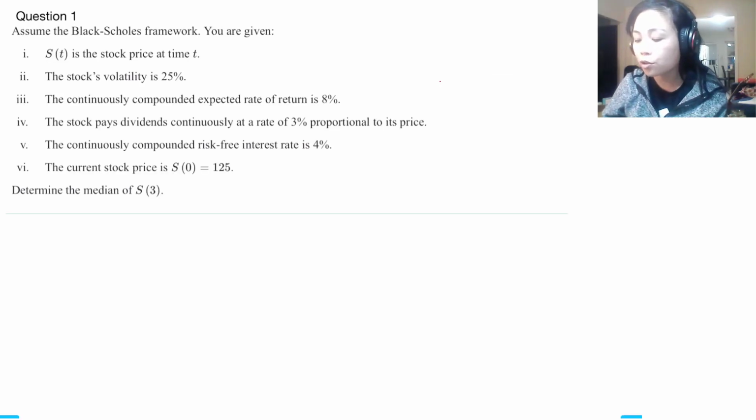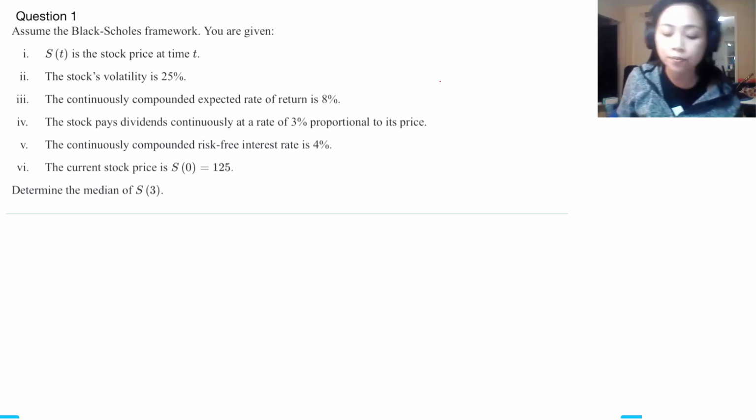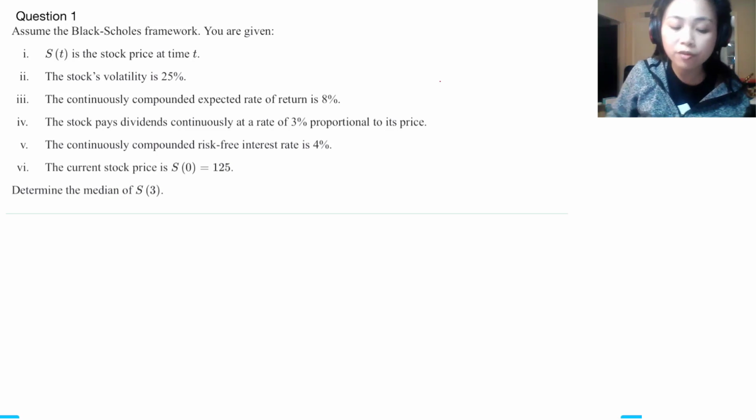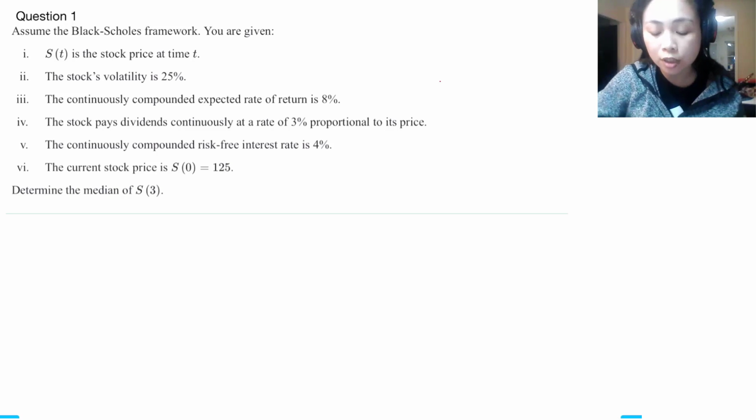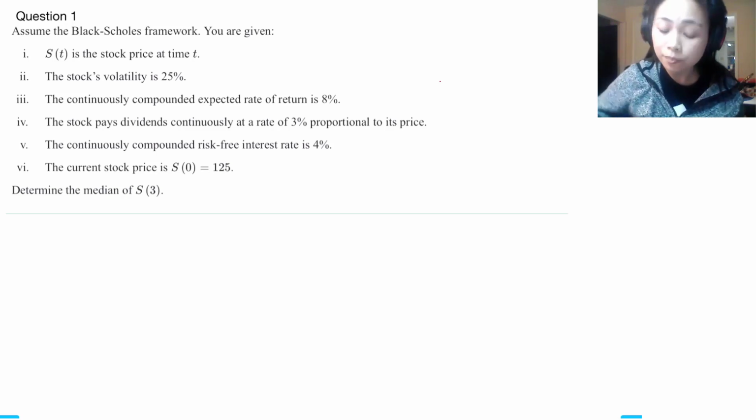Question 1. Assume the Black-Scholes framework. You are given S of t is the stock price at time t. The stock volatility is 25%. The continuously compounded expected rate of return is 8%. The stock pays dividends continuously at the rate 3% proportional to its price. The continuously compounded risk-free interest rate is 4%. The current stock price S0 is 125. Determine the median of S3.